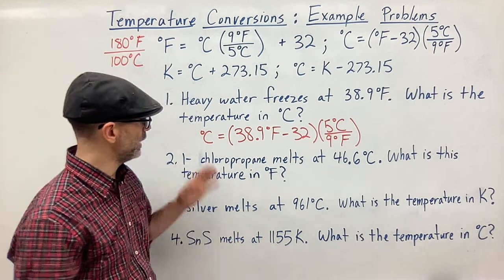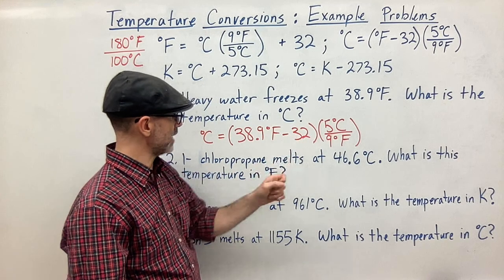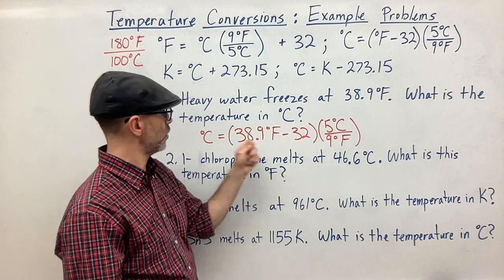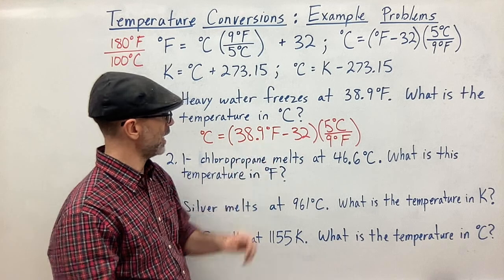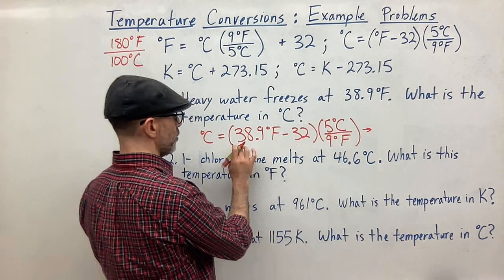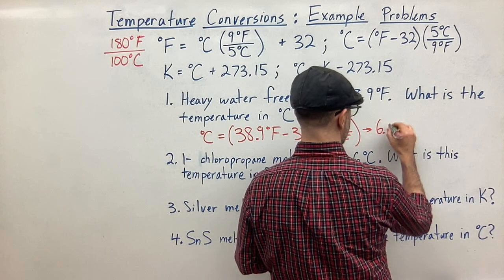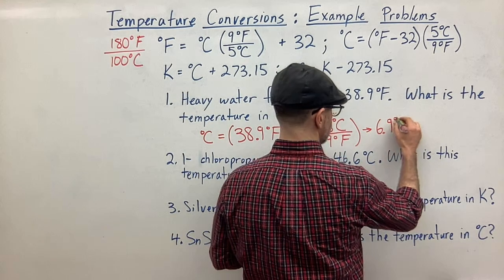Okay, so here we have 32 is exact. So we're going to subtract 32 from 38.9, and that's going to give us 6.9. So we got 6.9, and that's degrees Fahrenheit.